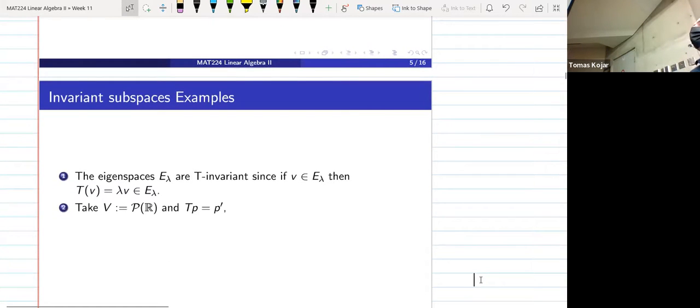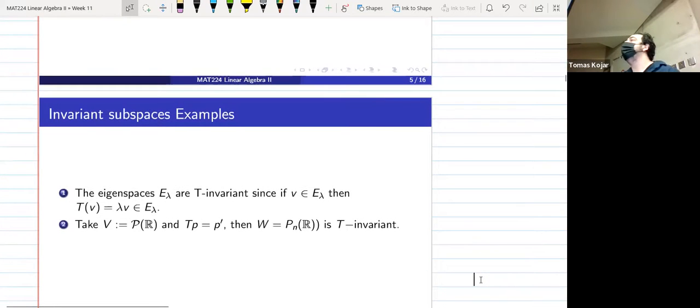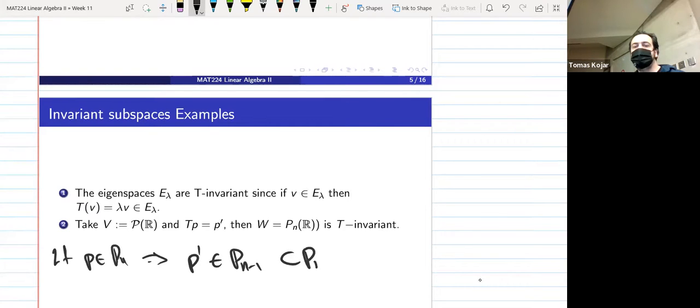Let's do another one. Take V to be polynomials, your map to be the derivative map, and then take W to be nth degree polynomials. Can someone tell me why W is T invariant? Of what degree? Yeah, so here we're using that if P is in Pn, then P prime is in Pn minus 1, which is inside Pn. So indeed, T of Pn is inside Pn.